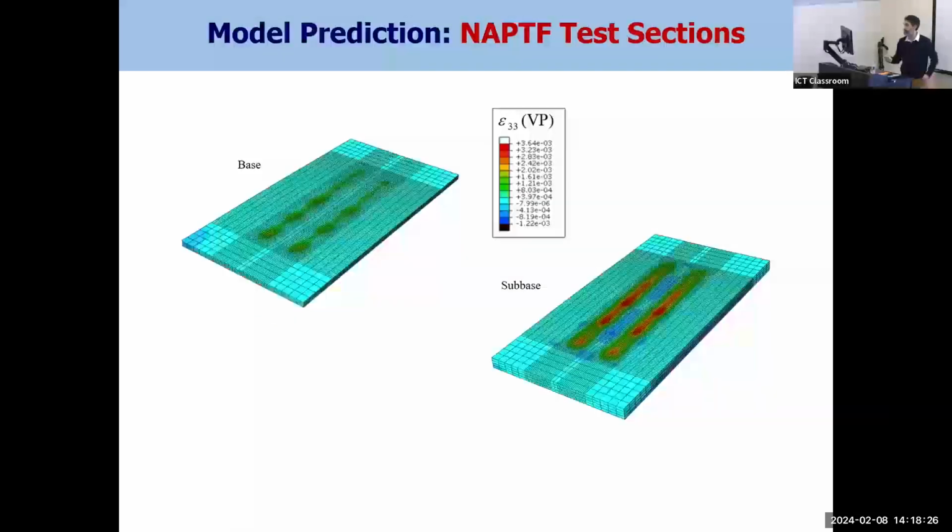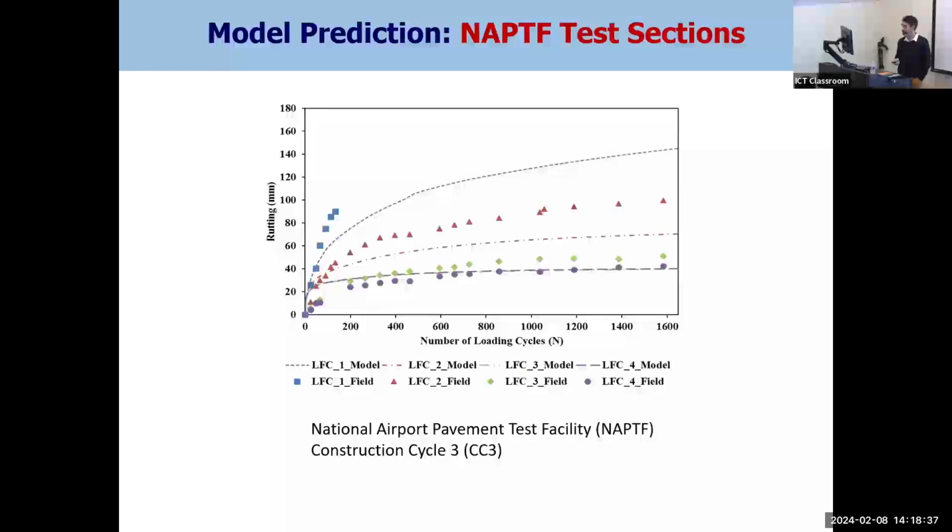But we also can see the evolution of the plastic strain in the different layers. For example, here we see in the base and subbase. And this is just model prediction. Again, we are underestimating it. And the reason that we underestimate this is that we are assuming that our granular materials are nonlinear elastoplastic. We do not consider any anisotropic behavior.